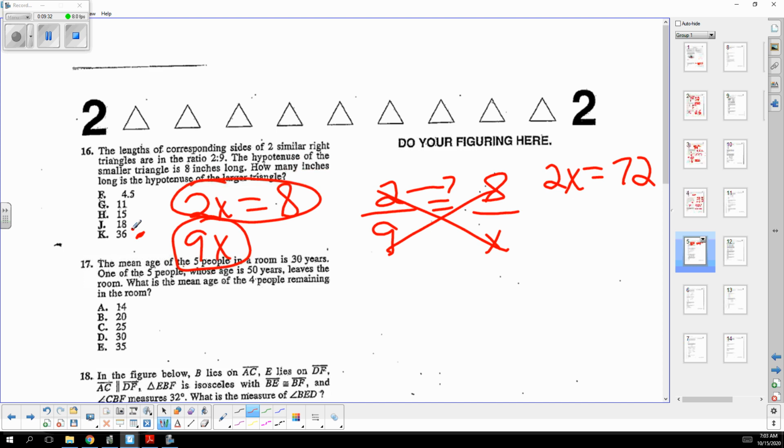All right, how many times am I going to say it? 5 people, the age is 130. Average is total. So there's 150 years in the room.